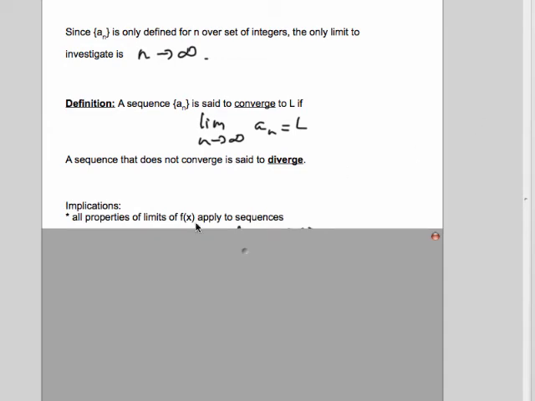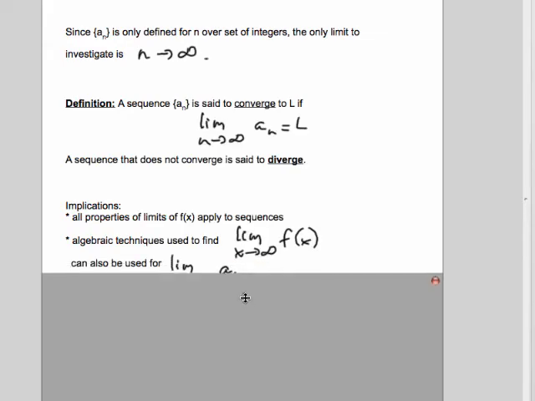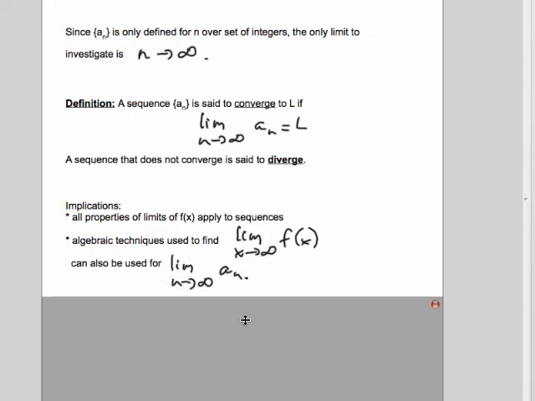First of all, the limit properties that we studied of f of x also apply to sequences. So that's great news. And same thing with algebraic techniques. Any algebraic techniques that we use to evaluate this kind of limit also apply to this kind of limit. And of course f of x is related to a of n. It's the same equation, it's just that this is a continuous function and this is a discrete one.